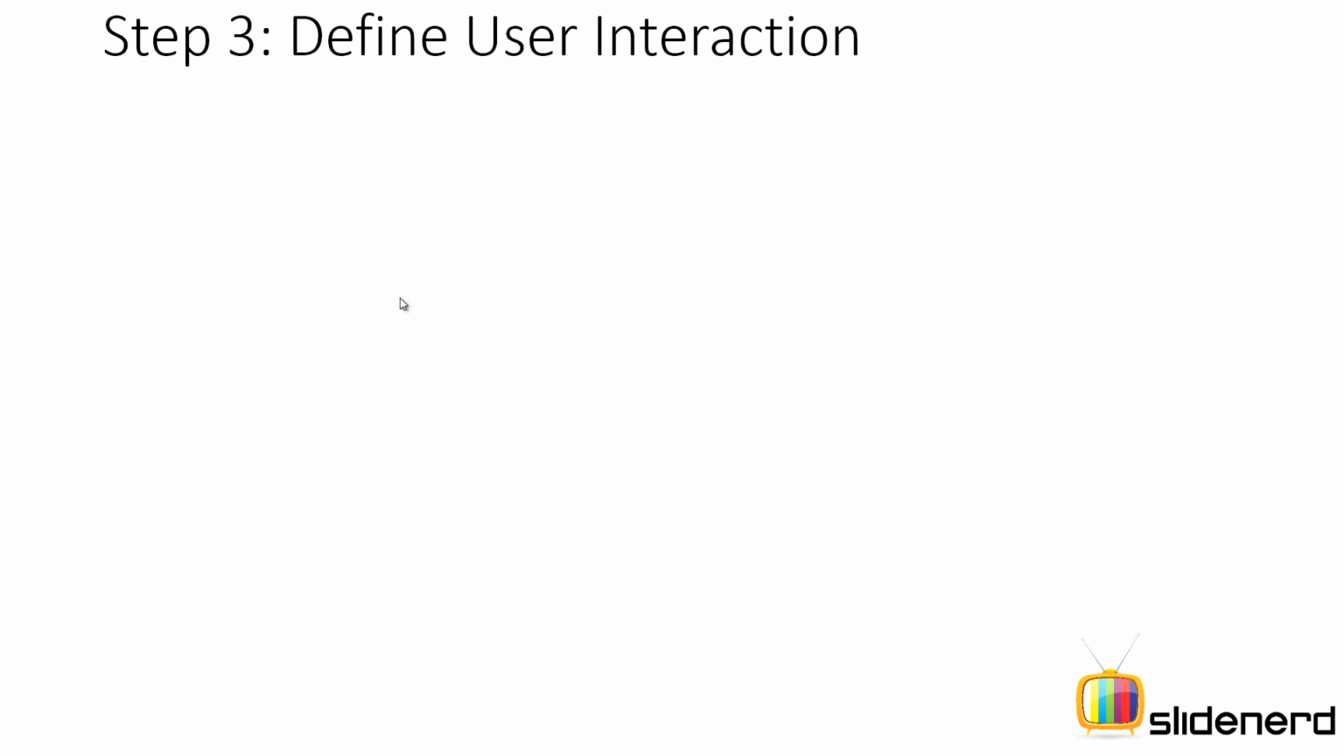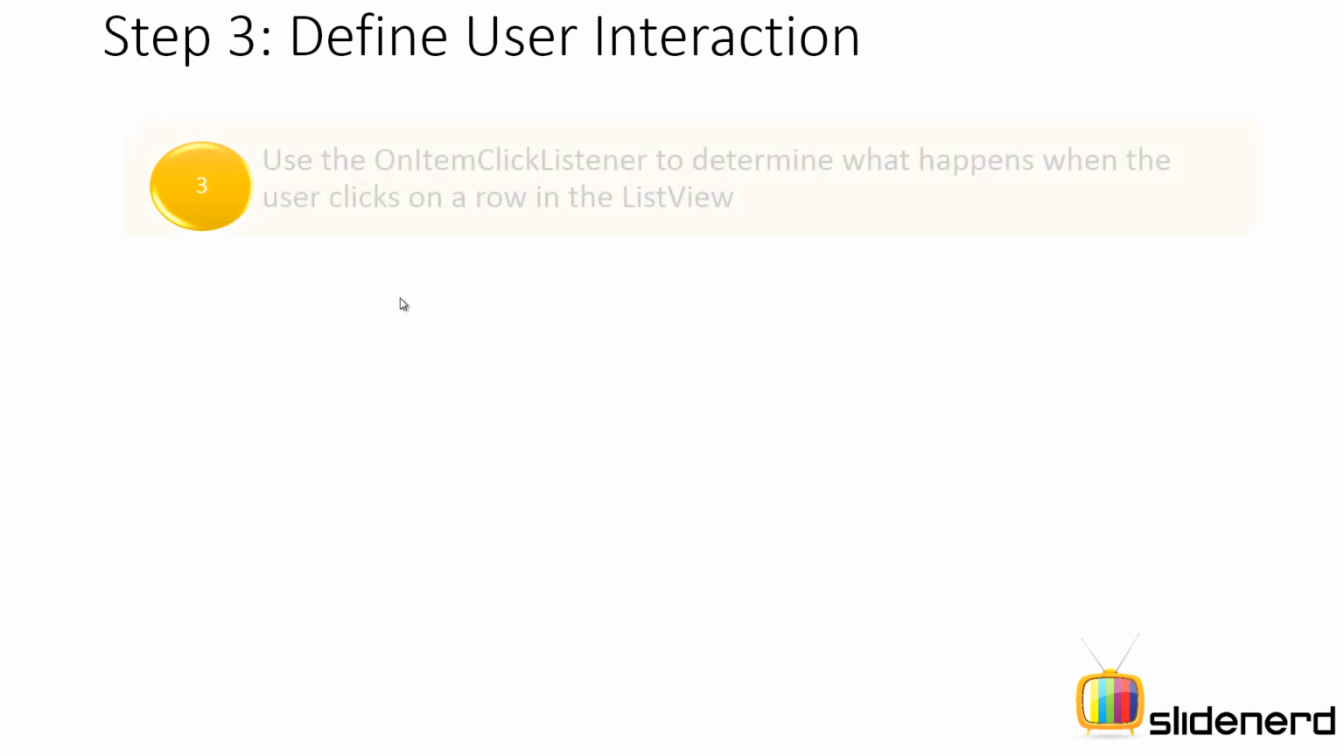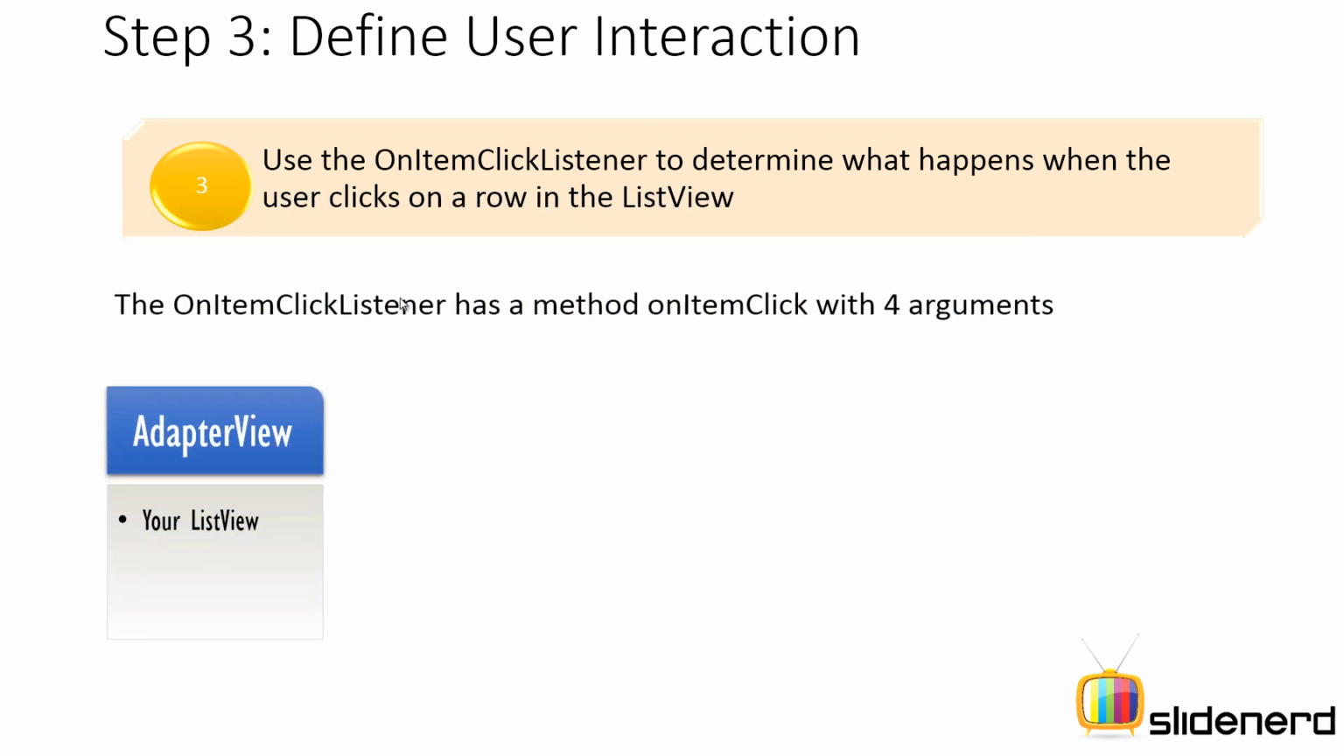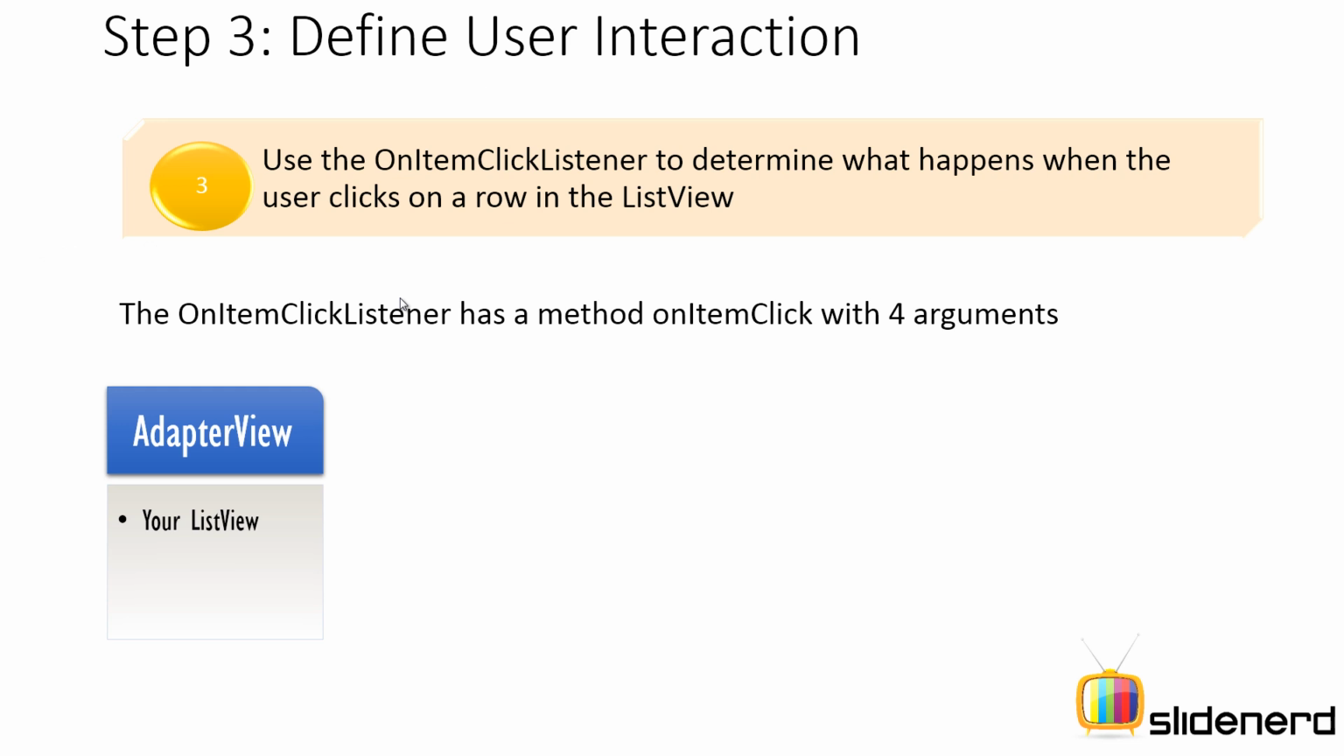In the step 3, it's very simple. After the list view has been created, you see all the rows. Now the user clicks on one of the rows. What should happen? For that, use the onItemClickListener. Now this can be done in many different ways. I'm just talking about one of the ways right now. You have the onItemClickListener, which has a method called onItemClick with 4 arguments. The first argument represents who was the main guy who contained all the rows. In our case, it was the list view.